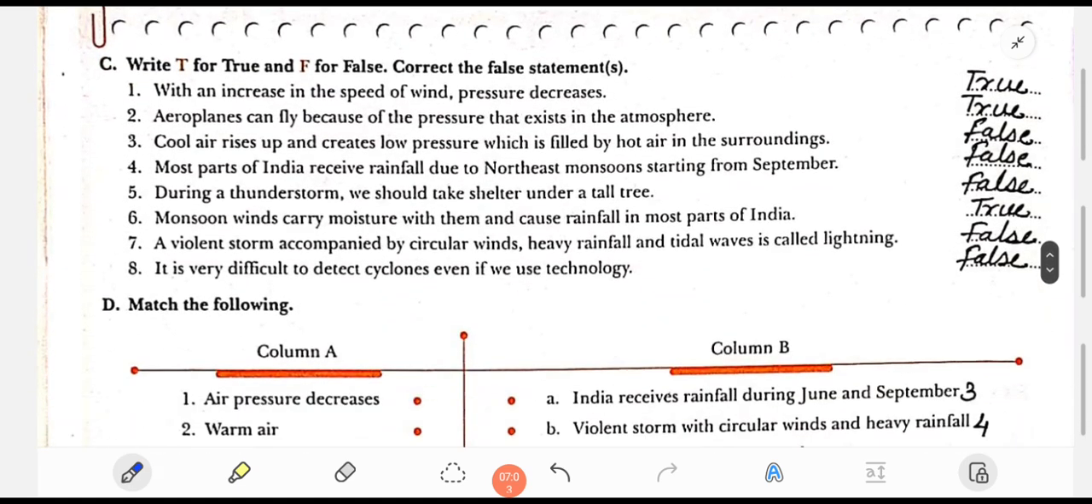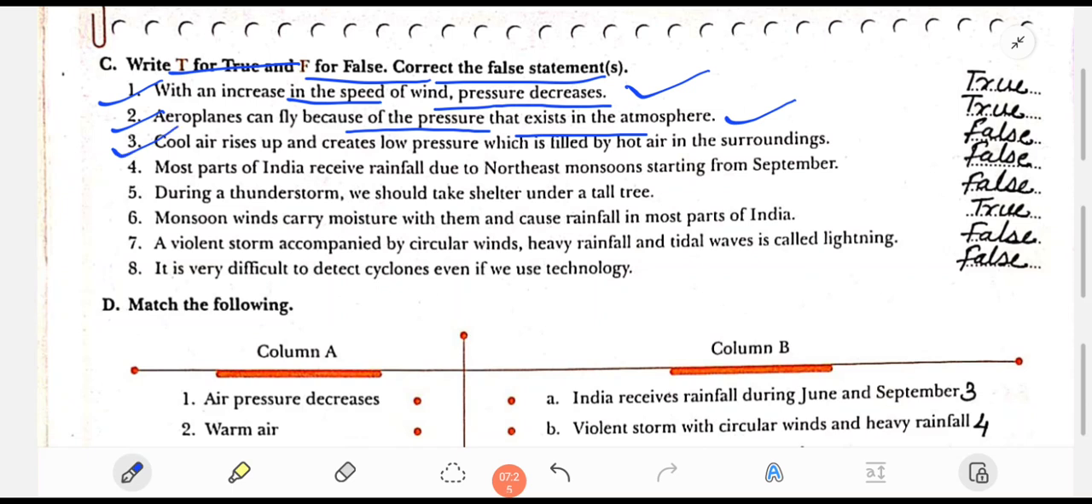Then coming to the next, that is the T for true and F for false, and correct the false questions. So first is, with an increase in the speed of the wind, the pressure decreases. This is true. Second, aeroplane can fly because of the pressure that exert in the atmosphere. This is also true. Third is, cool air rise up and create a low pressure at which is filled by hot air in the surrounding. This is false because the hot air rises up.